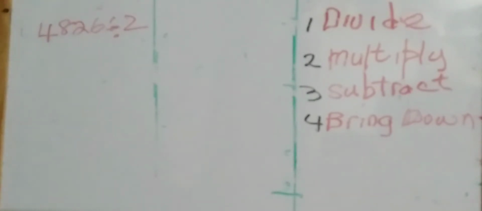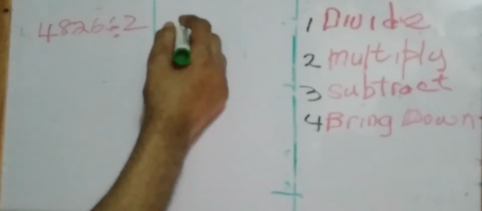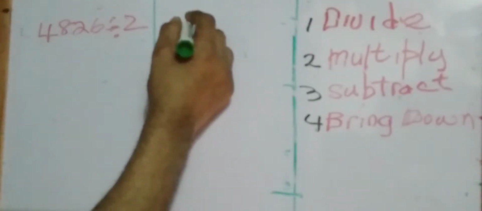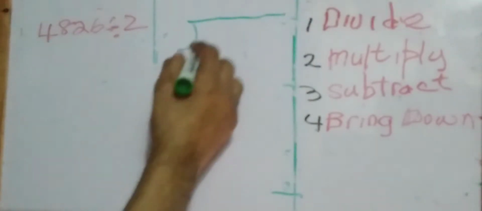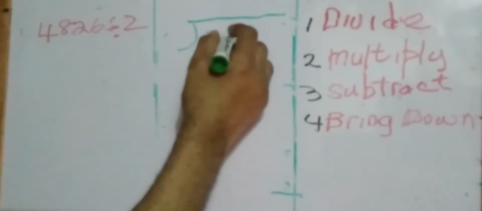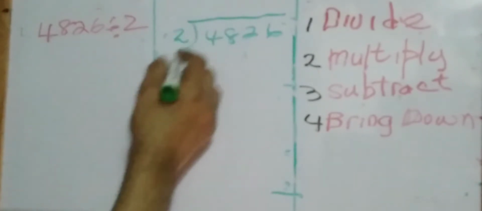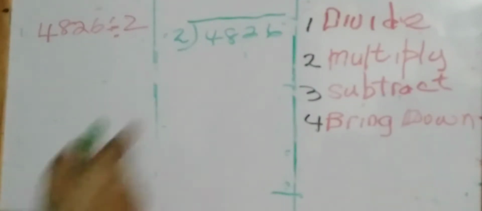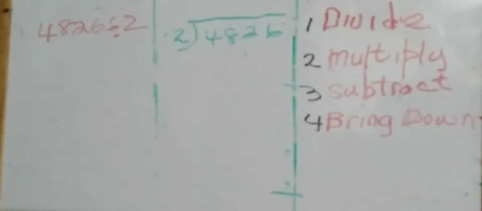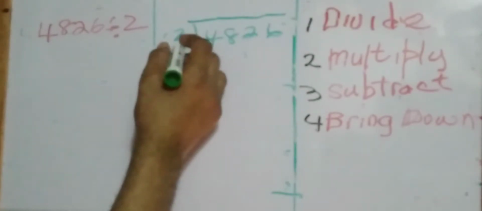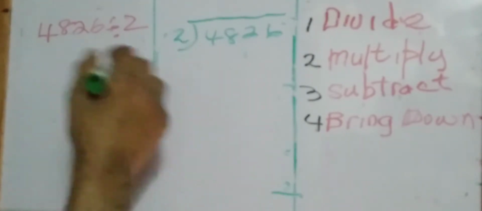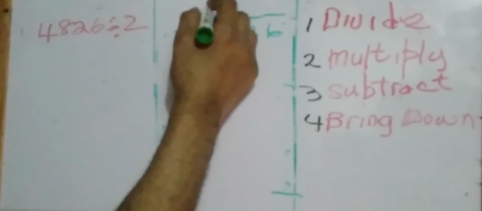Okay, let's do a final one, and this is 4,826 divided by 2. So first of all, let us set it out over here. So the 4,826 goes inside, and the 2 goes outside. So the 2 is the divisor, and the 4,826 is the dividend. So let's divide. So we're first going to say 2 into 4, because remember we divide into each digit individually. So we say 2 into 4 goes 2 times.